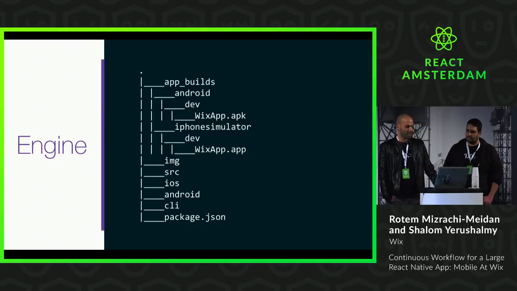The engine is packed as an NPM package, holding all native and JavaScript sources, a command line tool for common tasks, and also a pre-built version of our app or APK. This allows module owners to skip the native compilation process, which is unnecessary for them, since all of their business logic is JavaScript anyway.